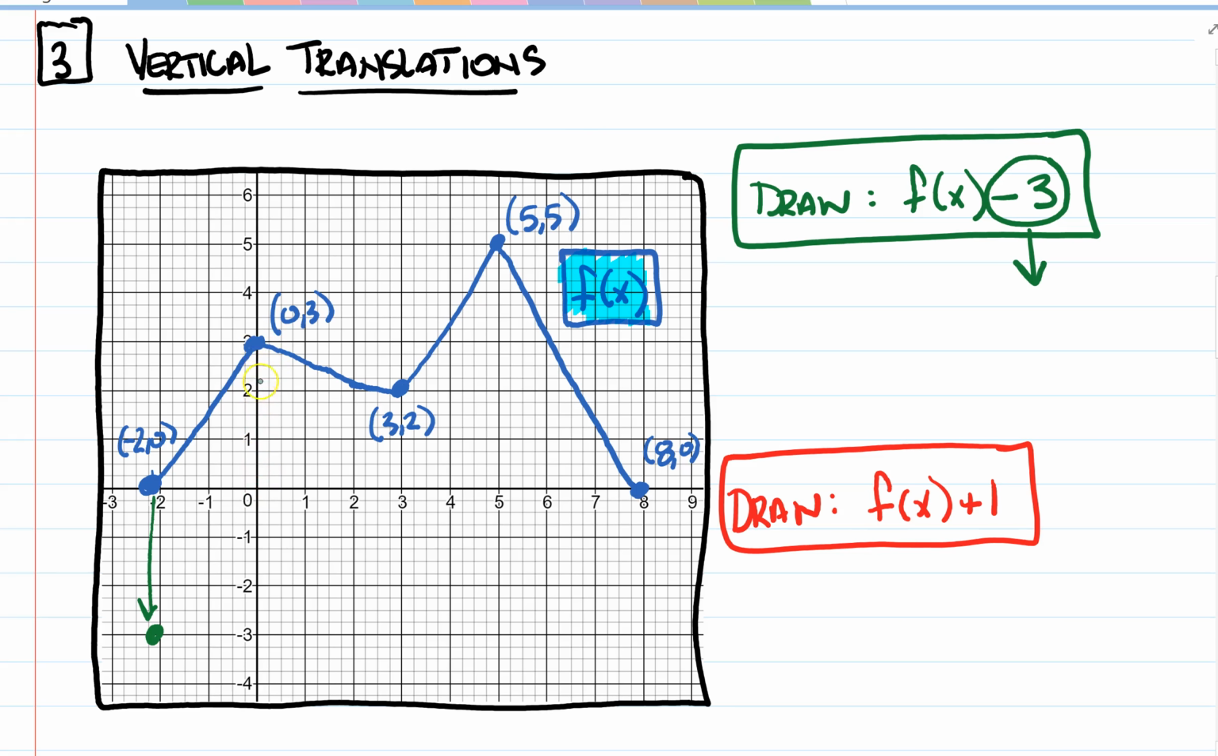I'm going to do that for every single point that I have. So instead of 0, 3, I'm going to go down 3 units. 1, 2, 3. So that point should go there. Down 3 units. 1, 2, 3. That point should go there. Down 3 units. 1, 2, 3. That point would be there. And down 3 units. 1, 2, 3. That point would be there.